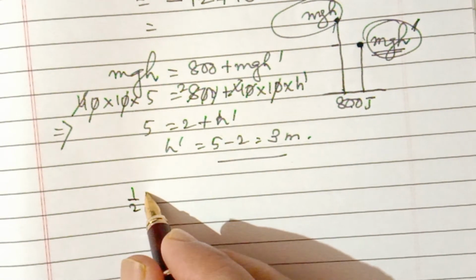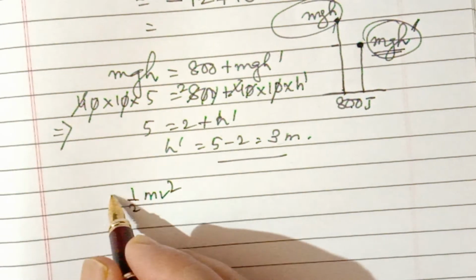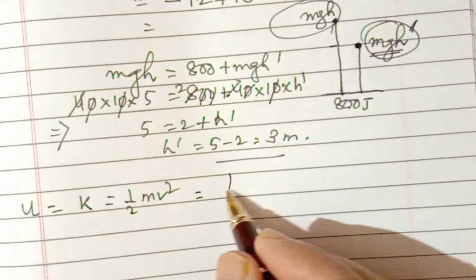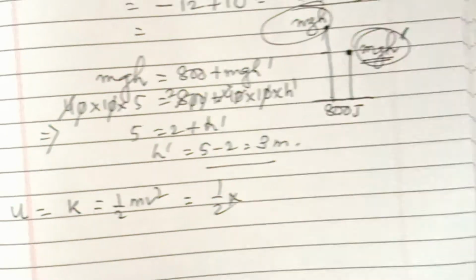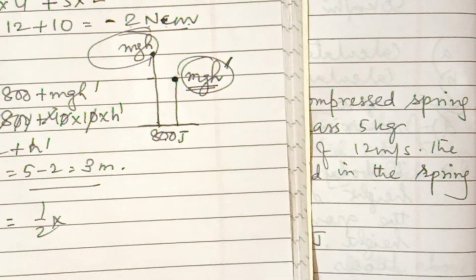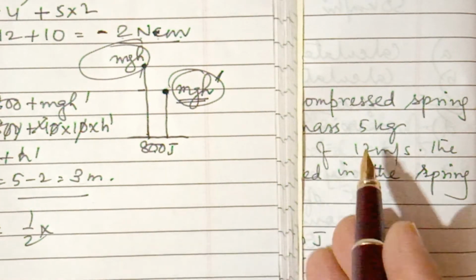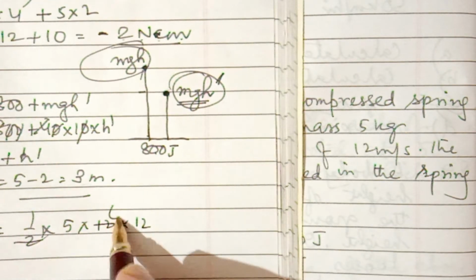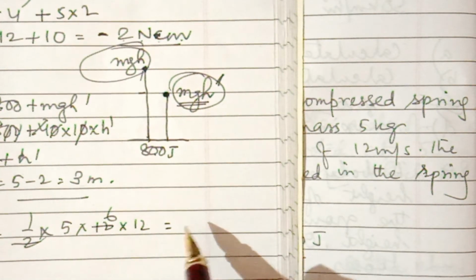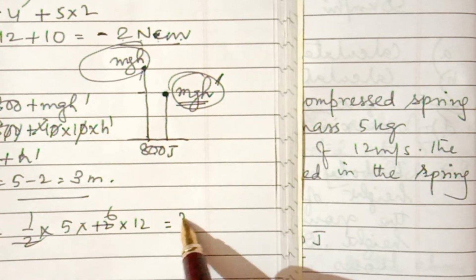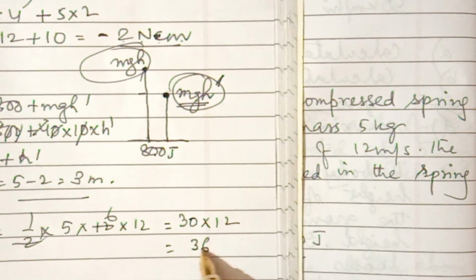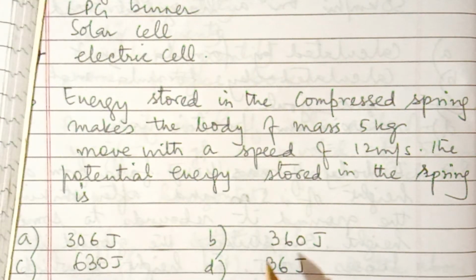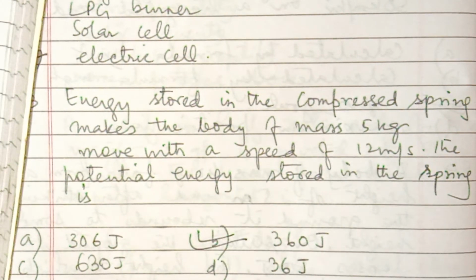So what is the formula of kinetic energy? Half mv square. Potential energy is equal to kinetic energy gained by the body. So half mass is 5 kg, speed is 12 meter per second. So 5 into 12 into 12. 30 into 12, so 360 joule. So 360 joule is the correct option. This is the answer.